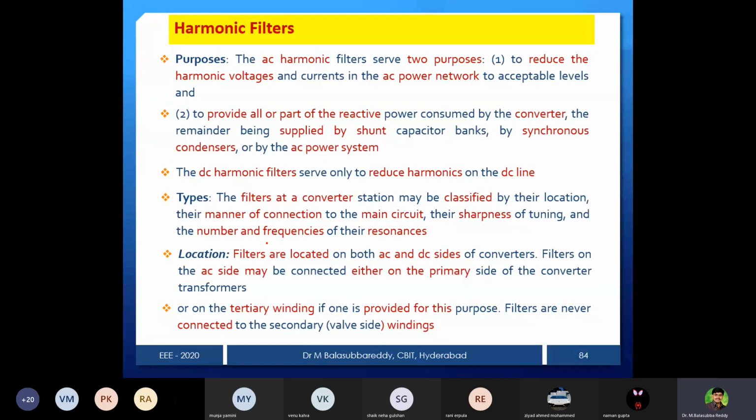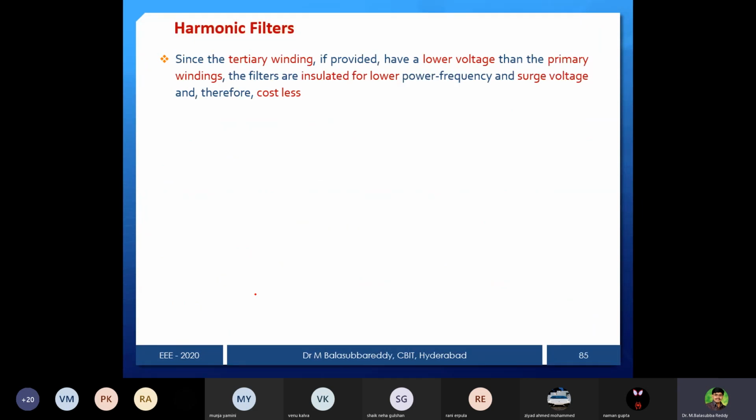It is not possible. So then what they will do is, in a transformer they will use a tertiary winding. That voltage level is very low compared to the primary and secondary windings. That winding voltage will be used for the auxiliary components. So that is what you call a tertiary winding. If one is provided for that purpose, you can use it. Filters are never connected to the secondary winding side. So only either on the tertiary winding side or on the primary winding side we can use them.